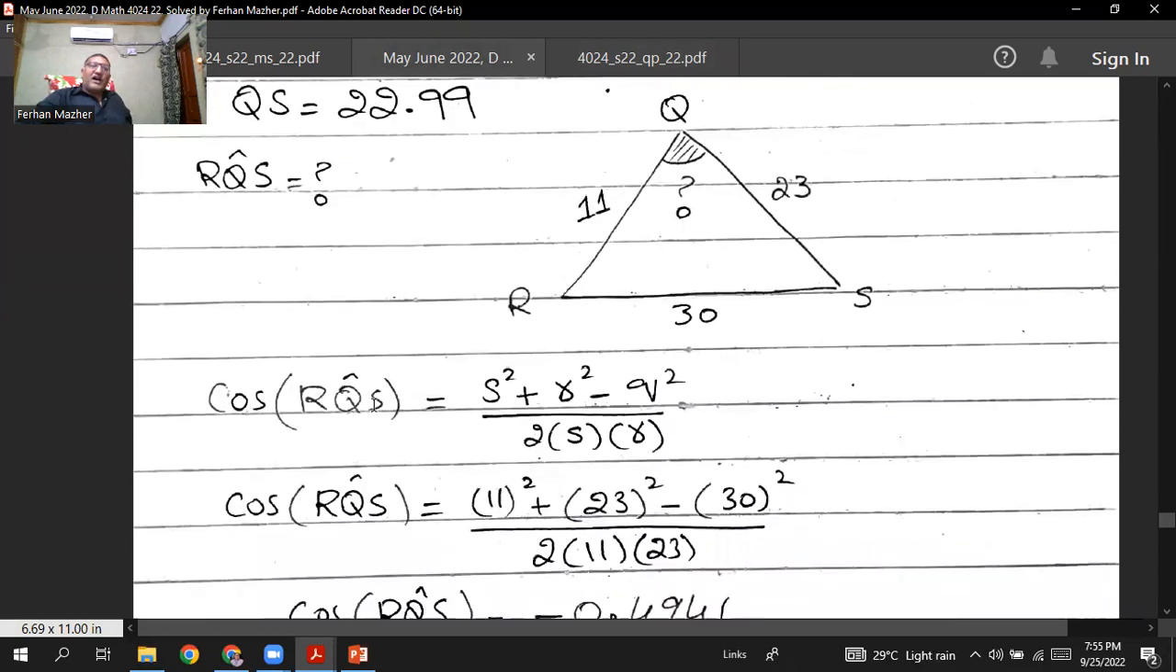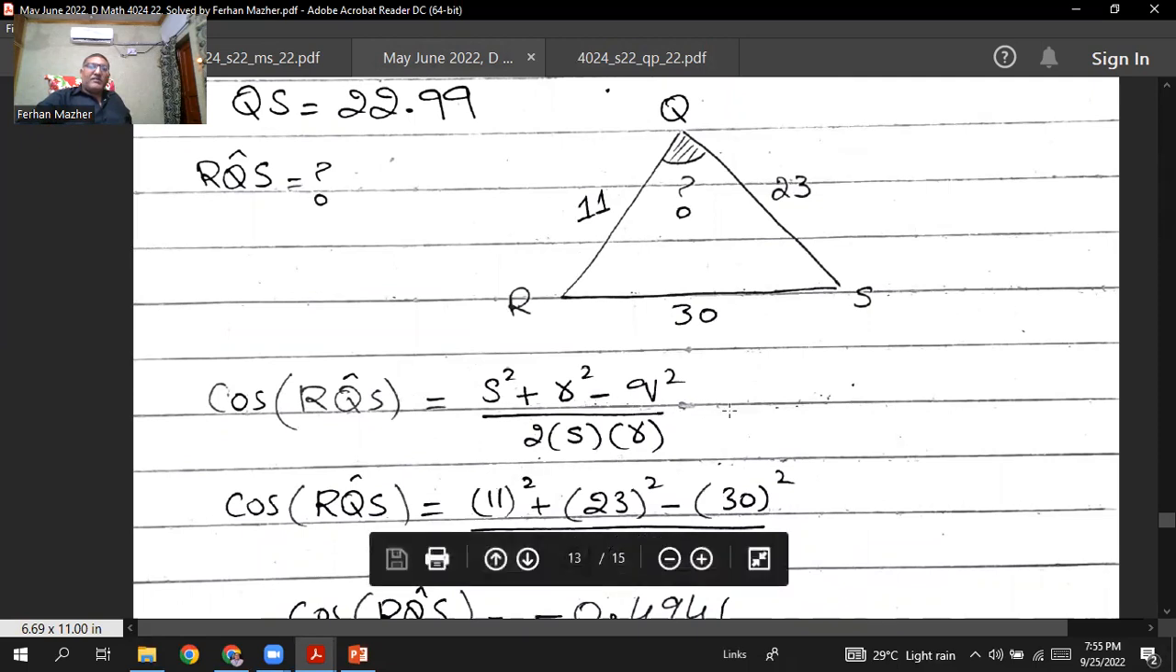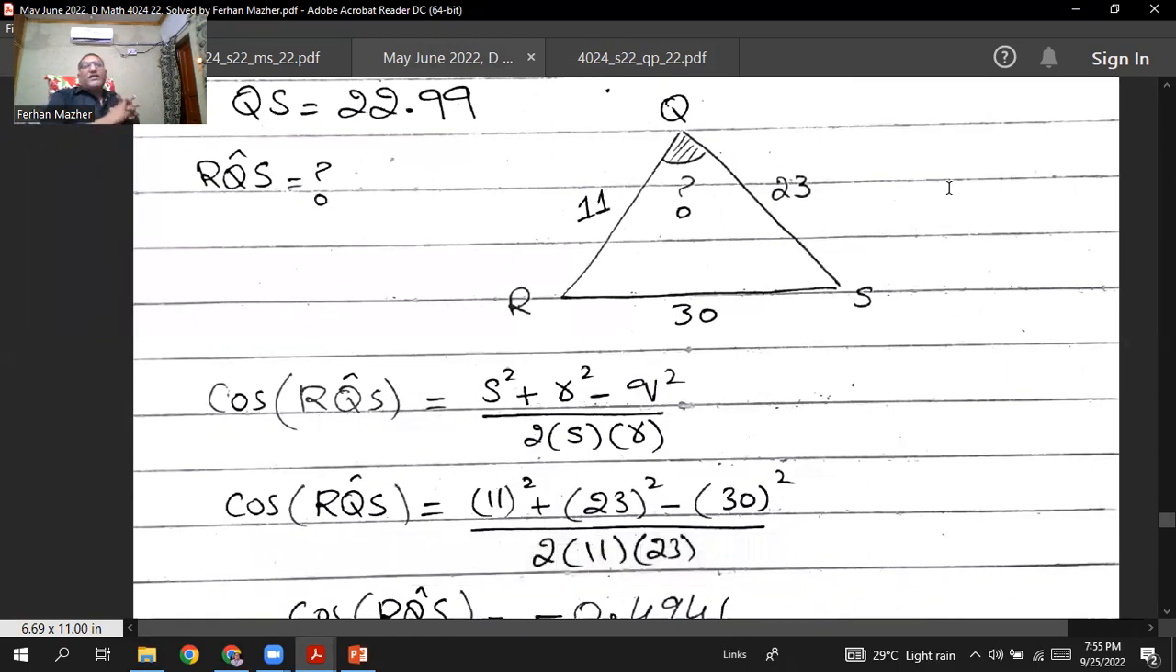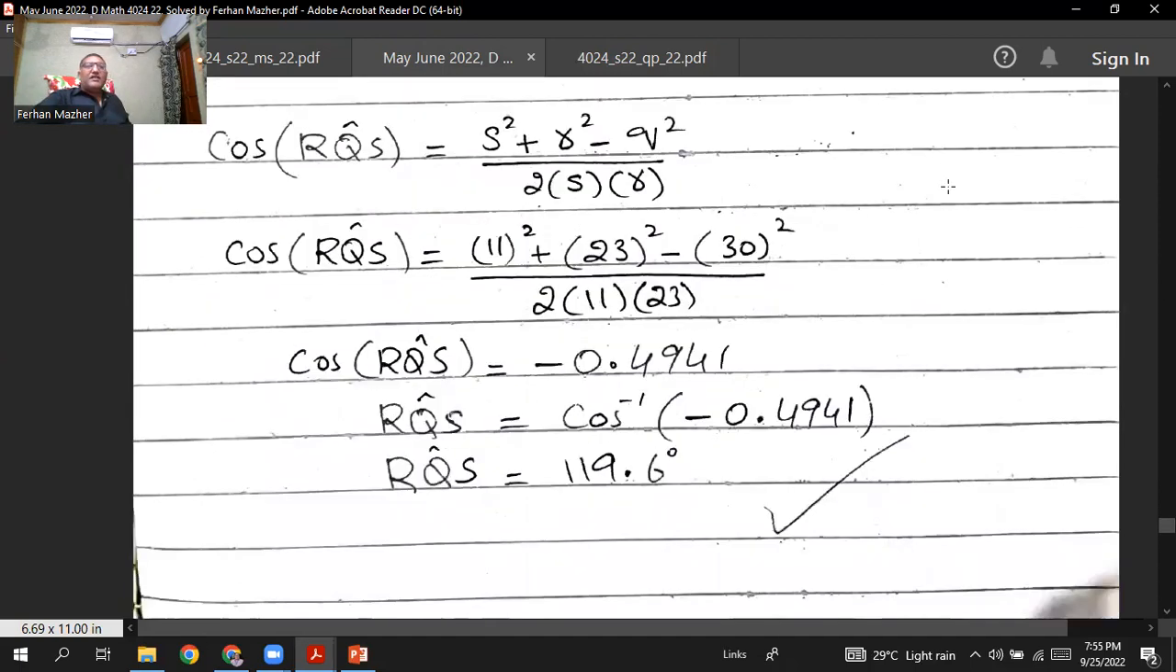So the cos of RQS will be equal to S squared plus R squared minus Q squared, divided by 2SR. So cos of RQS will be equal to 11 squared plus 23 squared minus 30 squared, divided by 2 times 11 times 23, and you will get cos of RQS equal to minus 0.4941.